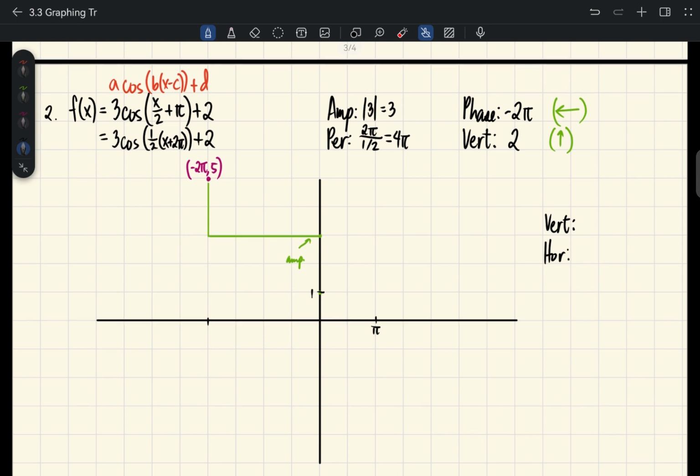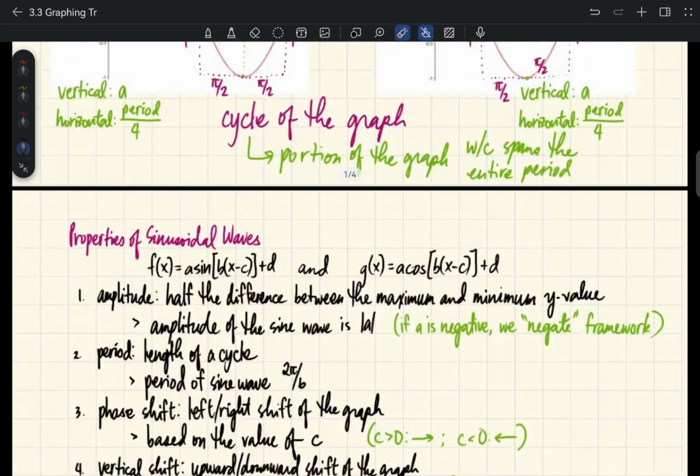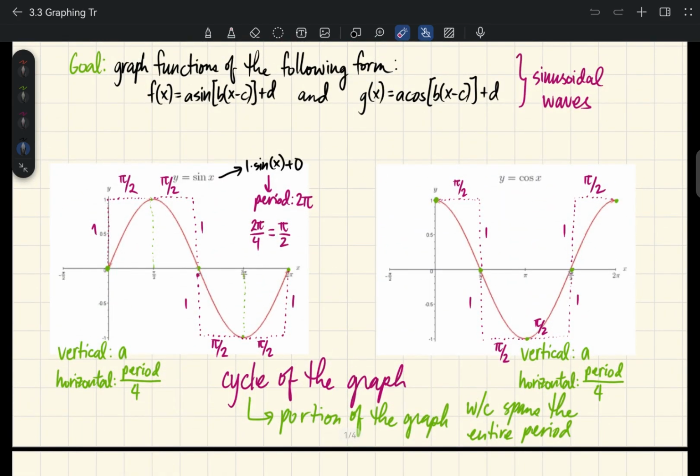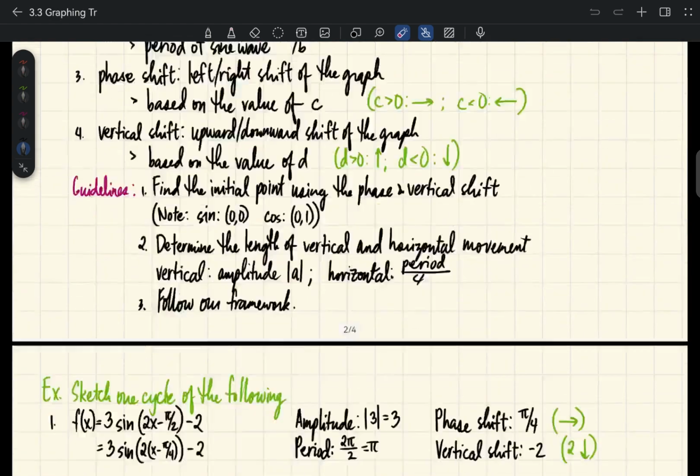So our vertical movement is the same as the amplitude, so that's 3. Then for the horizontal movement, that's period divided by 4. So we have 4 pi divided by 4 equals pi. So starting with the initial point, we will just follow the framework for your cosine function. So that's the bucket right here with a horizontal movement of pi and a vertical movement of 3.